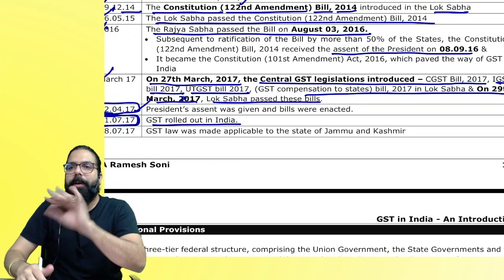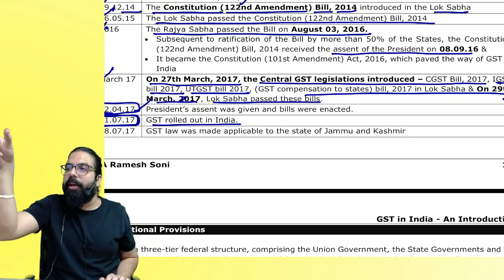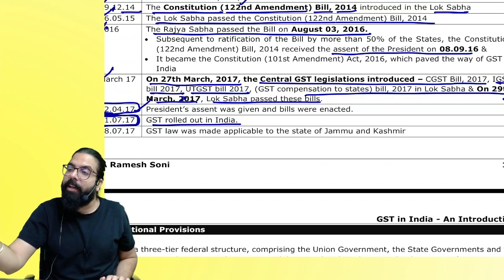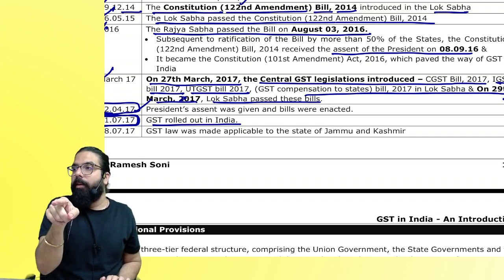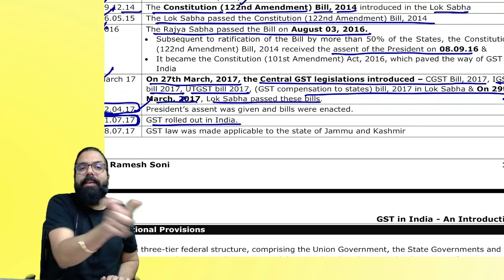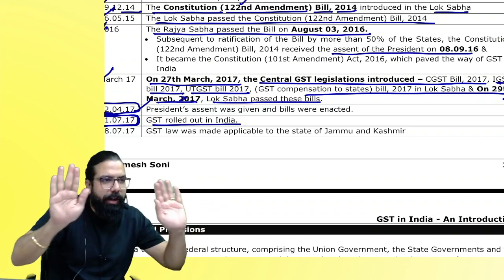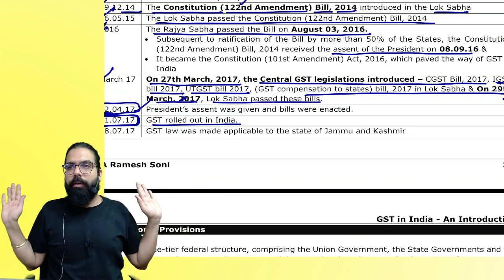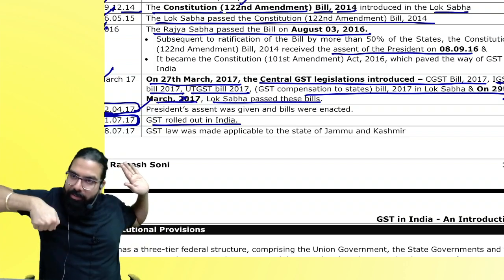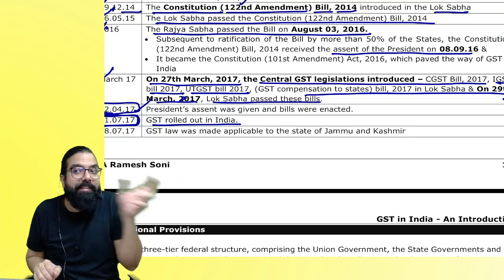Are we clear? People, listen. In the Parliament, only the CGST bill was there. To charge SGST, every state has to pass through their legislature what? Their state's SGST Act. The SGST bill has to be passed and the SGST Act has to be formulated by every state. In CGST, the central government will charge CGST. The state government will charge SGST. The state government should have an SGST Act.